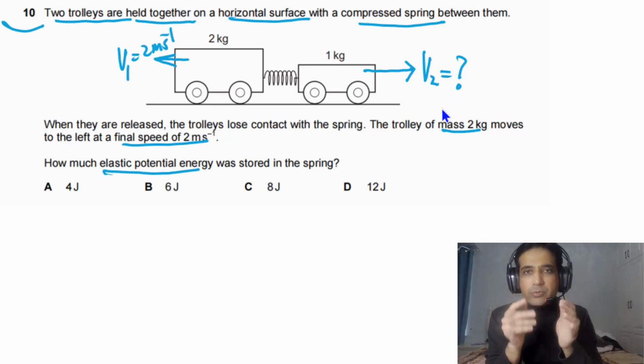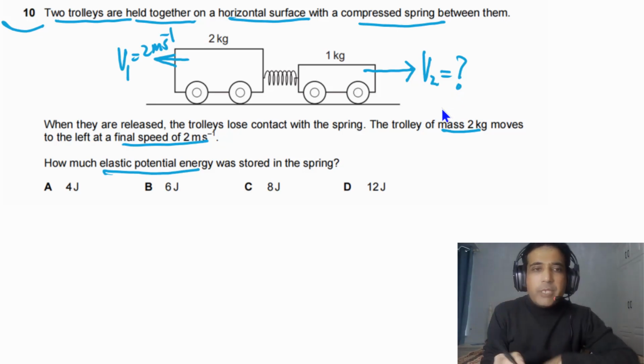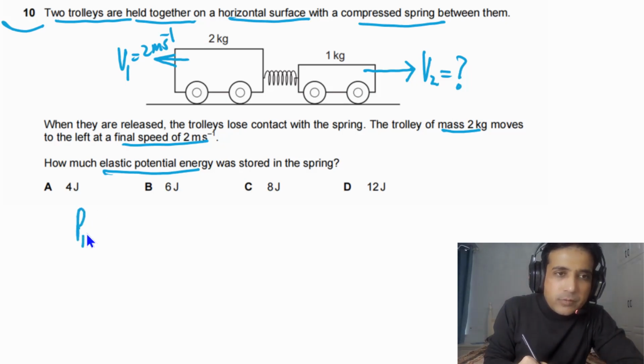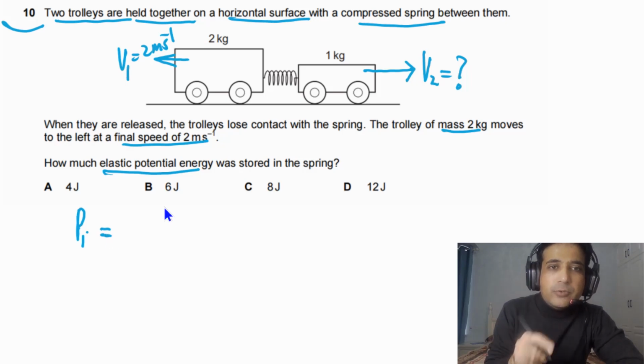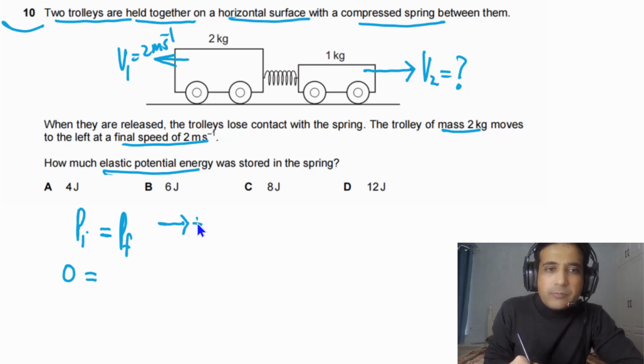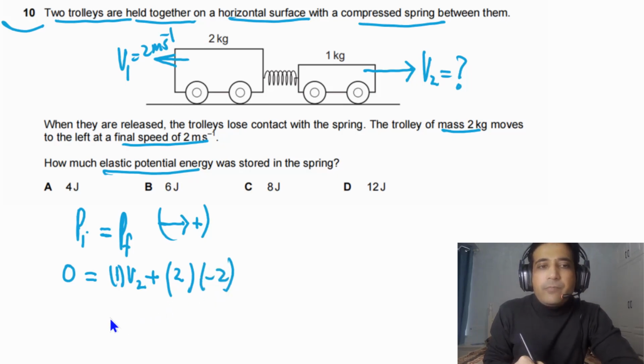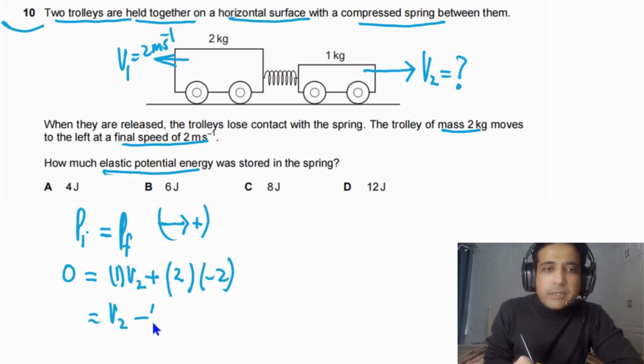Initially this system is at rest, so the momentum of the system is 0, and momentum has to be conserved because there is no net external force acting on this system. So P initial has to be equal to P final. Initial momentum is equal to 0, and we take to the right as positive. So the momentum of this one is positive and the momentum of this one is negative. We can write 1 times v2, which is positive, plus the momentum of this other one, which is negative because the velocity is negative. From here, v2 and minus 4, so v2 is equal to 4 meters per second. So this is the value of v2.